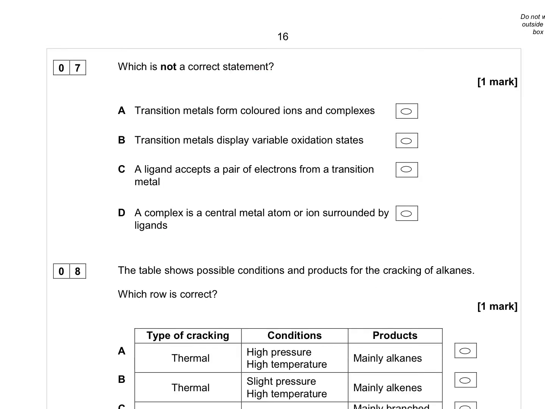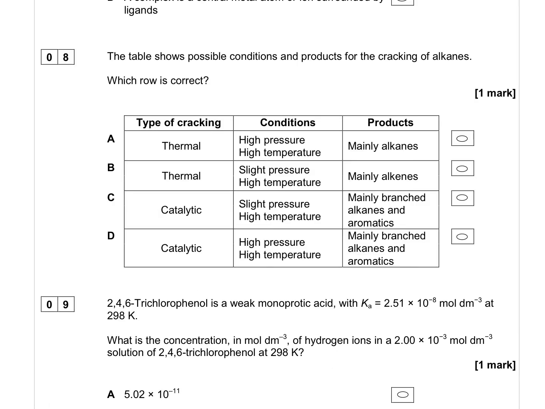So question 7 is asking you about transition metals and which one is not a correct statement. If you pop through them all, they're all correct apart from C, which says that a ligand accepts a pair of electrons. We know that a ligand actually donates a pair of electrons.